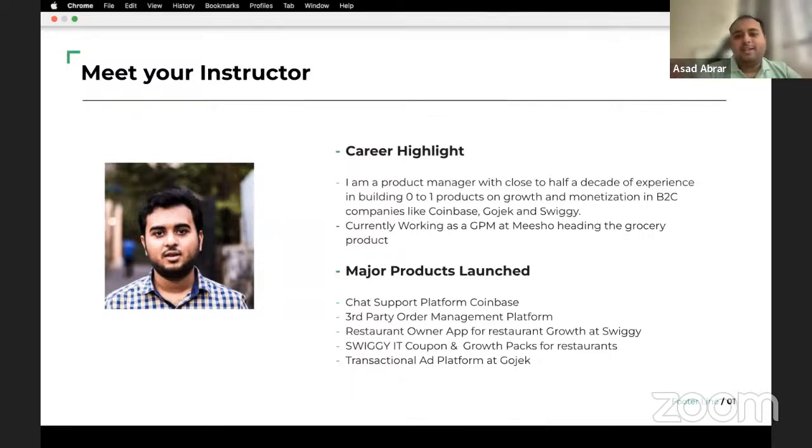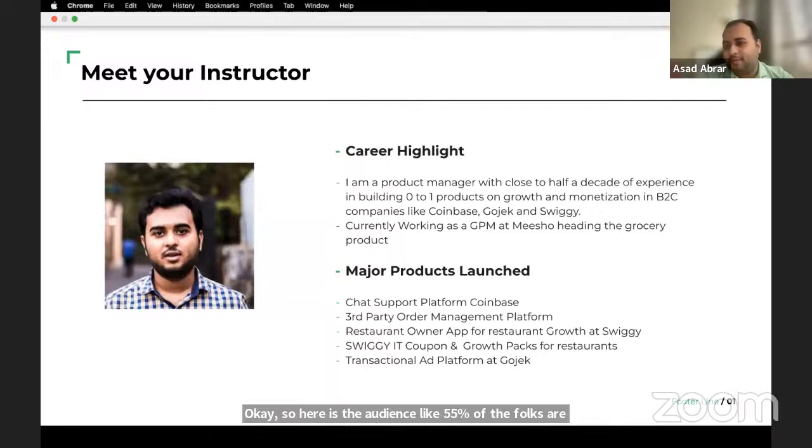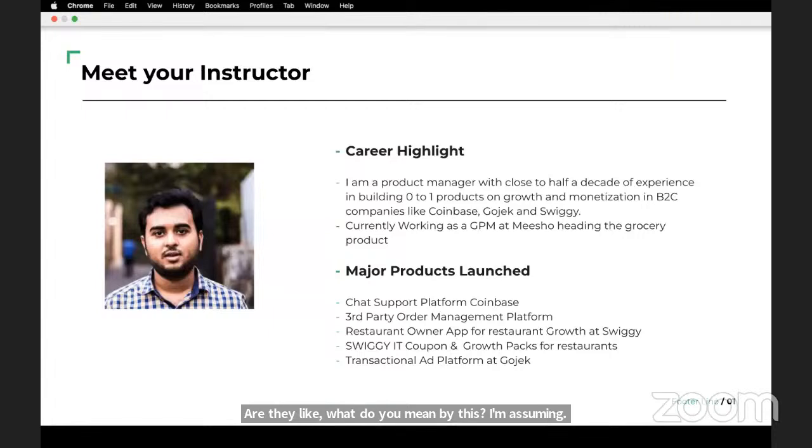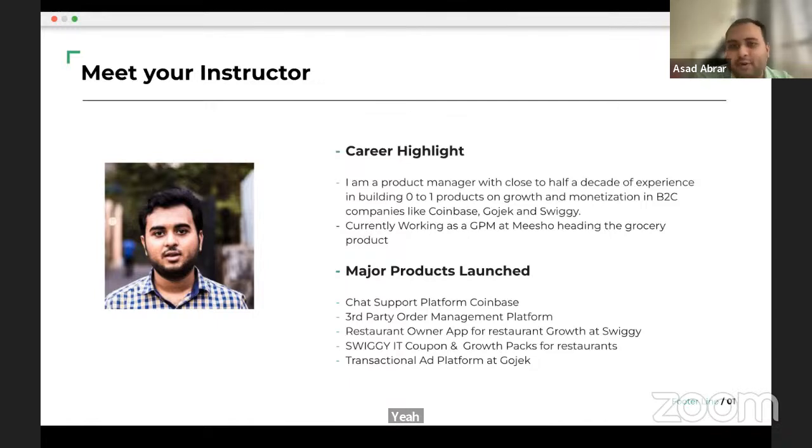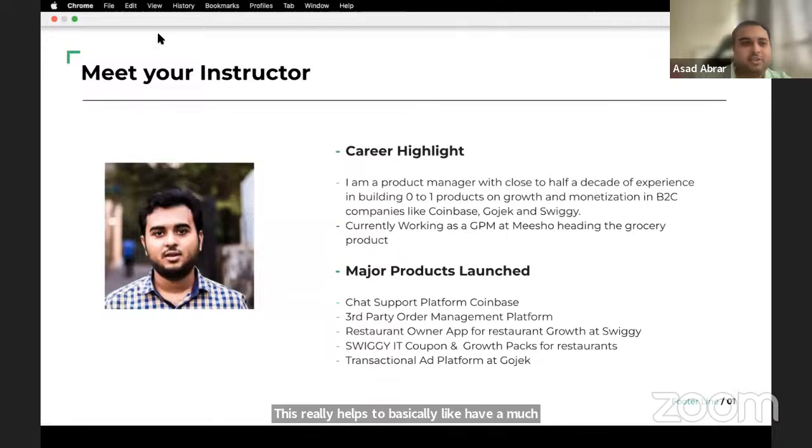Okay, so here is the audience. 55% of the folks are aspiring PMs, 15% are PMs, and 30% are managers but transitioning into PM. What do you mean by this? I'm assuming they belong to some diverse fields. Maybe we have folks from pharma, we have folks from FMCG as well. Got it. So awesome, thanks for this input. This really helps to have a much more meaningful session.